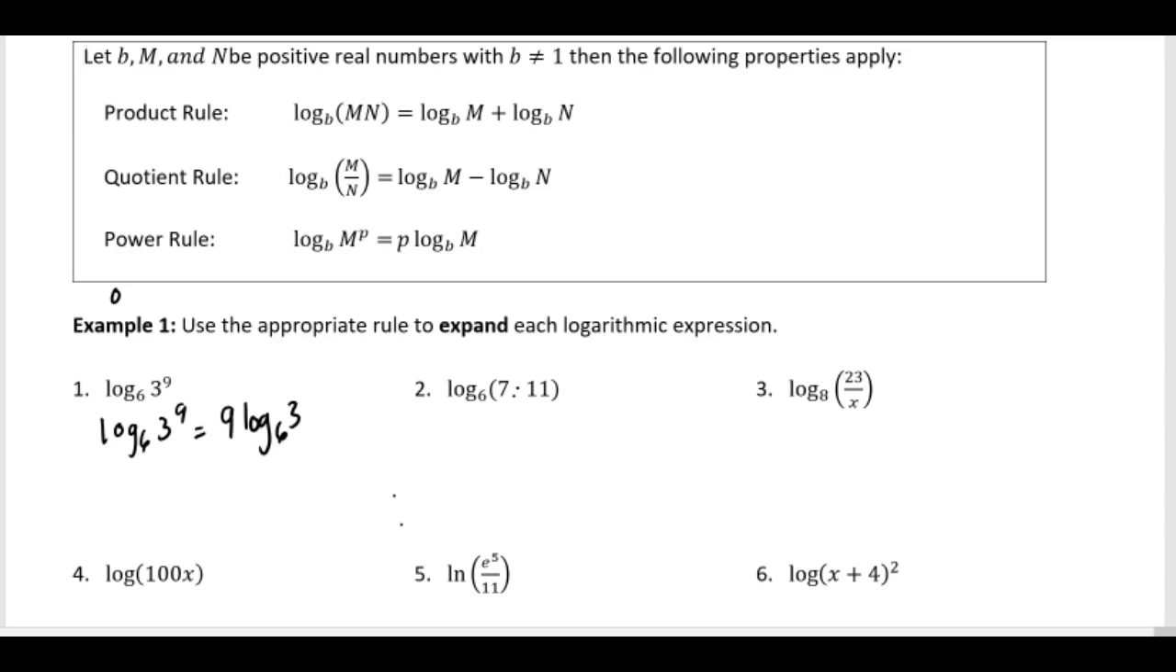Okay, the next one we have 7 times 11. So we can separate this as log base 6 of 7. Since we're multiplying, we'll be adding, so this would be plus log base 6 of 11. For the third one, we are dividing 23 divided by x. So we can separate this as log base 8 of 23 minus log base 8 of x using the quotient rule.